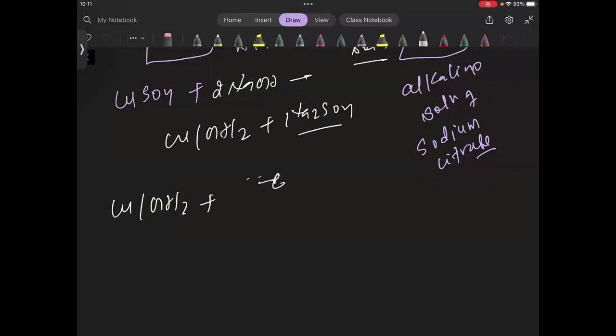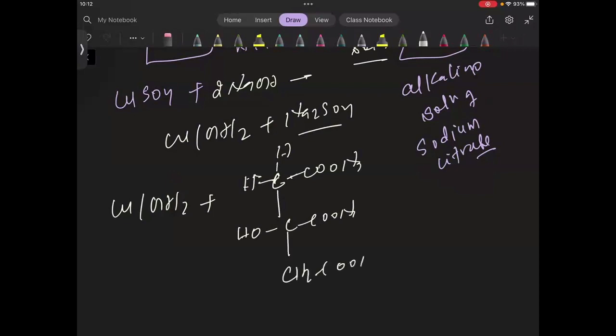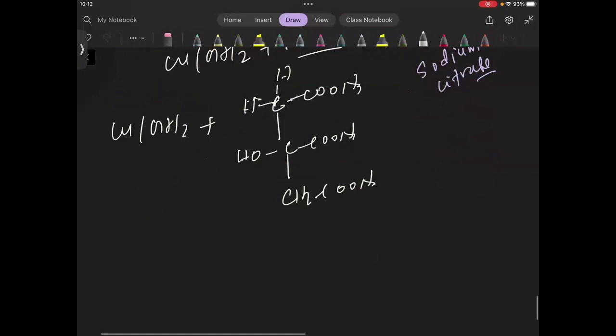Now students, see that when the copper hydroxide reacts with sodium citrate. Sodium citrate is CH2COONa, CH(OH)COONa, CH2COONa. There is no need to write the hydrogens here. So simply carbon, and one is CH2COONa. This is sodium citrate. So when sodium citrate reacts with this compound, what will form?